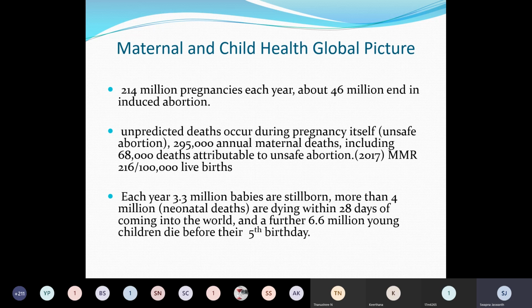And if you look at children dying before their fifth birthday, every year there are around 6.6 million dying before they complete their fifth birthday. So this is for the global statistics.